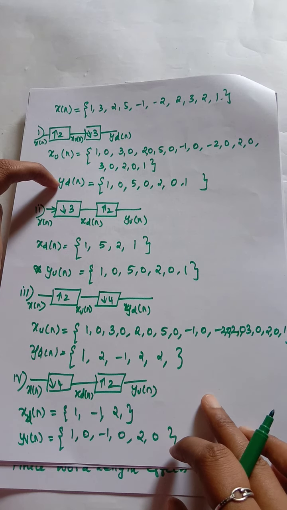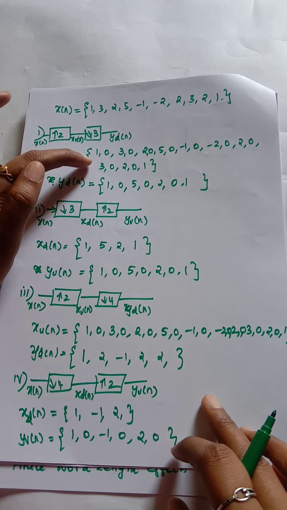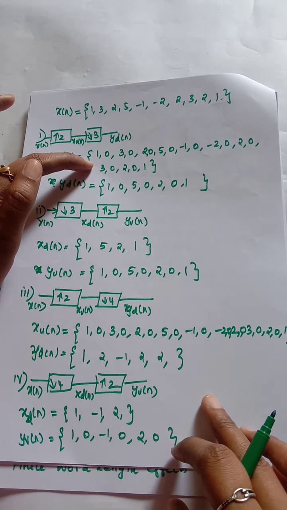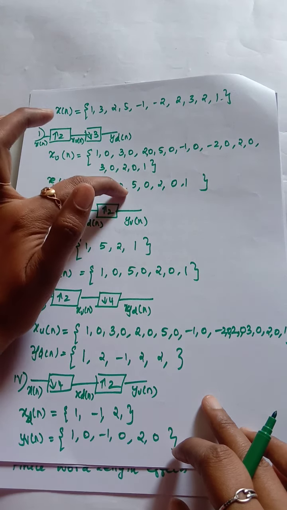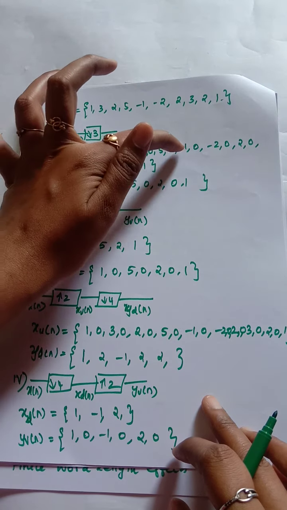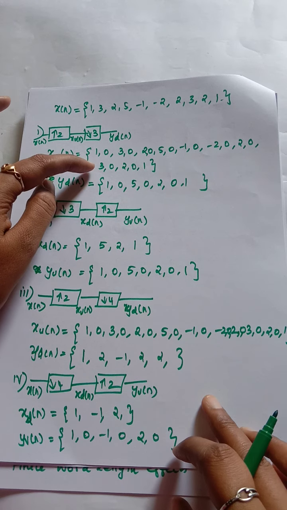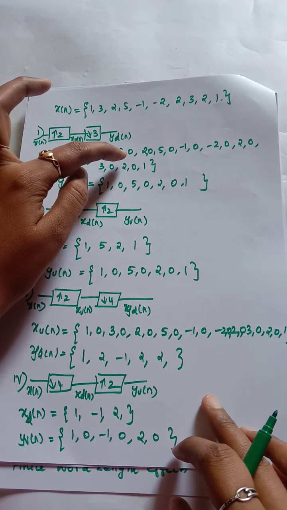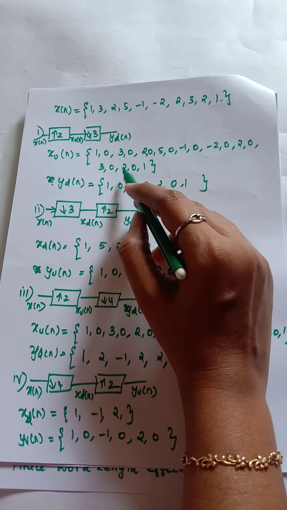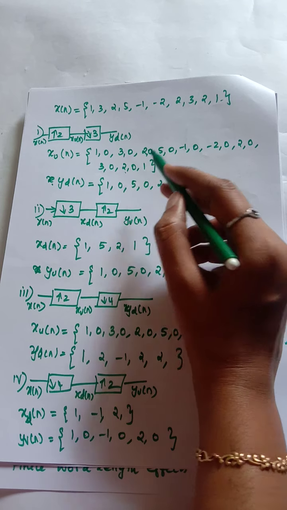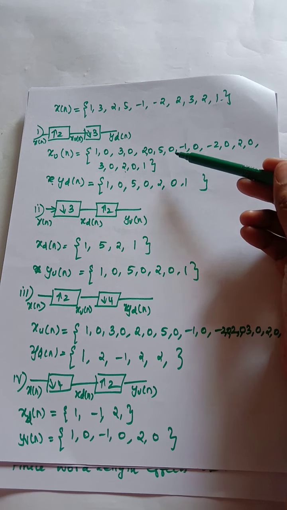Next, it is a downsample, yd of n, downsample by a factor of 3, which means that I am going to remove 2 samples in between. So I have considered 1, removed these 2 samples, then 0, 2, 0, then 5, 0, minus 1, then 0, minus 2, 0, 2, then 0, then 3, 0, cancel. Then sorry, here it is 0, then this will get cancelled, then you will have 2, then again you will have 1. So here we have done the decimating.